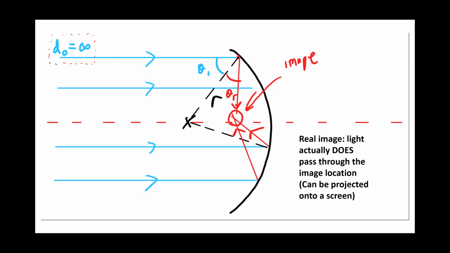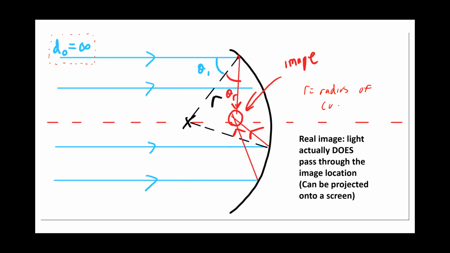So if I use my principle that light coming into this mirror is going to reflect at an angle equal to the angle of incidence, I can model the normal to the surface by figuring out what's called the radius of curvature.